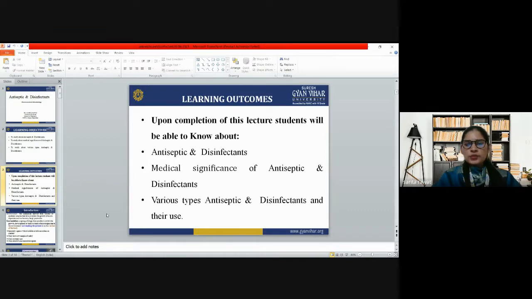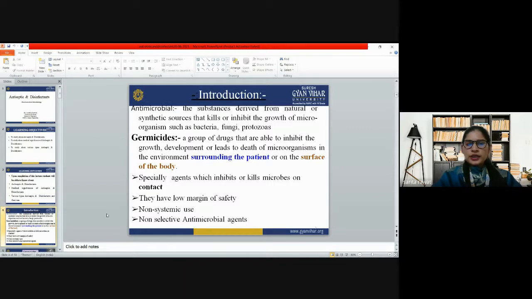Now, the learning outcomes of today's lecture: upon completion of this lecture, you will be able to know about antiseptic and disinfectant, medical significance of antiseptic and disinfectant, various types of antiseptic and disinfectant and their use. Starting from the introduction, what are antimicrobials? The substances that are derived from natural or synthetic sources that kill or inhibit the growth of microorganisms such as bacteria, fungi, protozoa are known as antimicrobials.